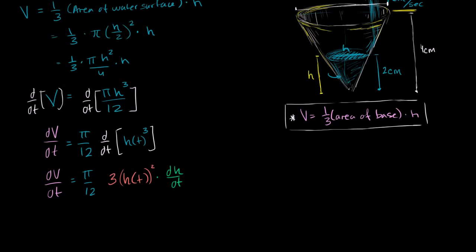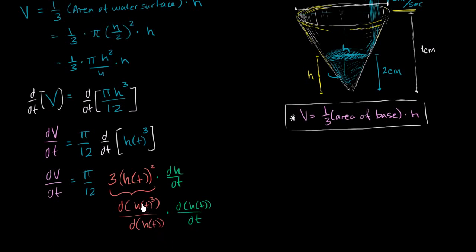Let's just be very clear. This orange term right over here, and I'm just using the chain rule, is the derivative of h of t to the third power with respect to h of t, and then we're going to multiply that times the derivative of h of t with respect to t.